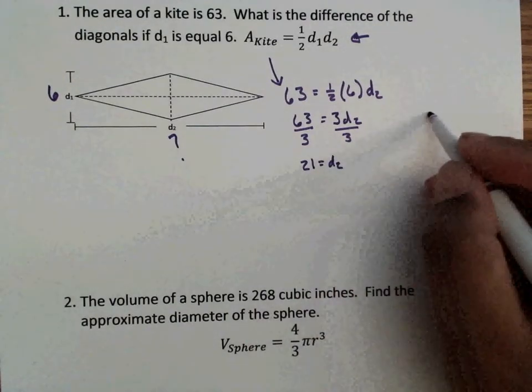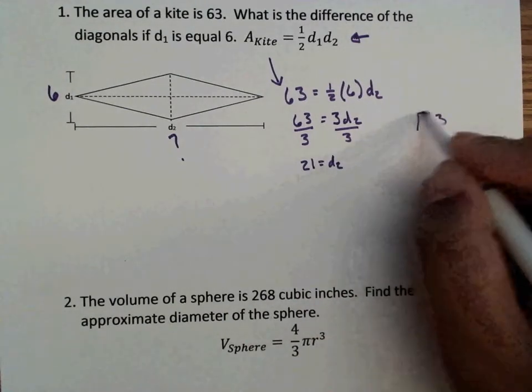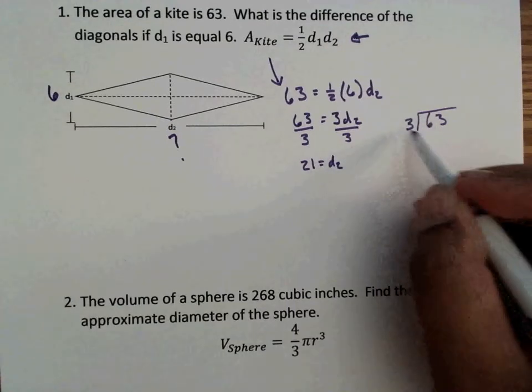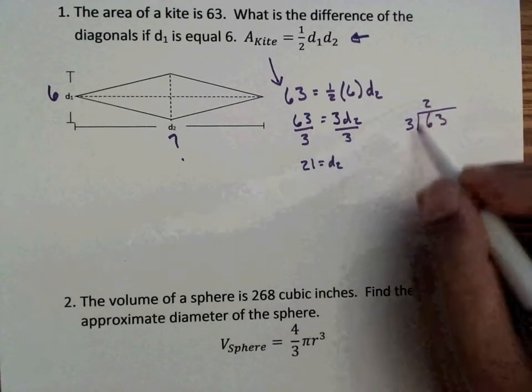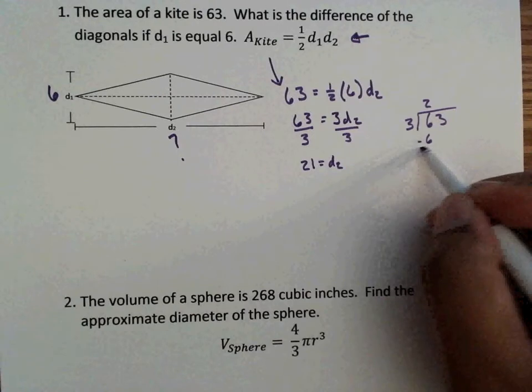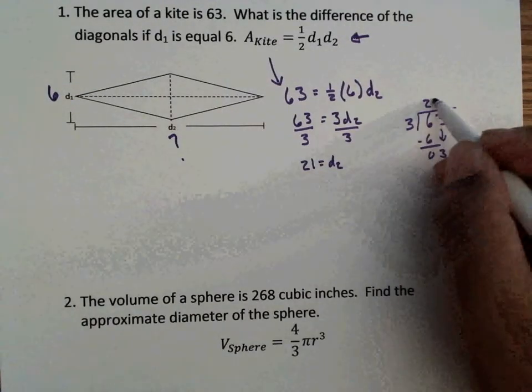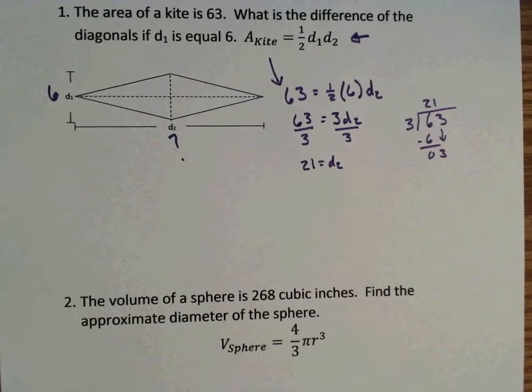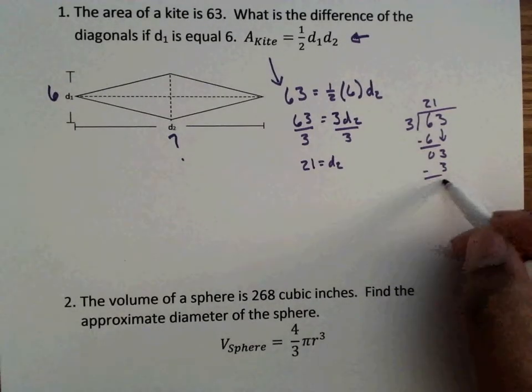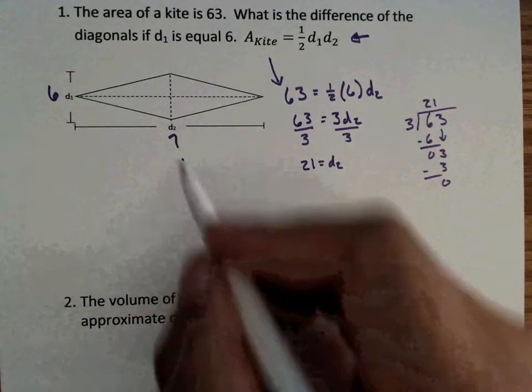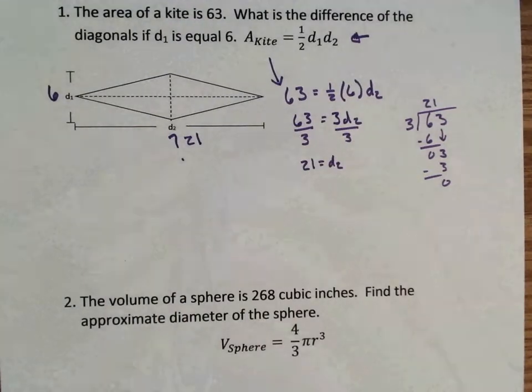If you're unsure how I did that, if you want to do the longhand division, just put 3 on the outside. 3 goes into 6 2 times. 2 times 3 is 6. Subtract 0. Bring down the 3. 3 goes into 3 one time. You get your 21. Because 1 times 3, subtract, you get your 0. So we know D2 is 21.